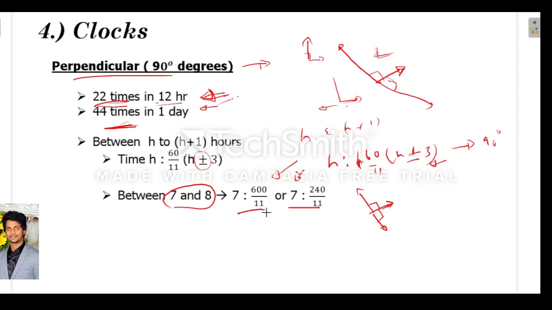It means for every hour, like between 7 and 8 or 8 and 9, there will be two possibilities where the angle between the minutes hand and hours hand will be 90 degrees. That's why we are taking plus or minus 3. So this is the example. Between 7 and 8, the formula will be like 7. If 7 is substituted, 7 plus 3, 7 600 by 11, or 7 240 by 11. So between 7 and 8, at these two times, the angle between the hours hand and minutes hand will be 90 degrees, which we obtained by using this formula.